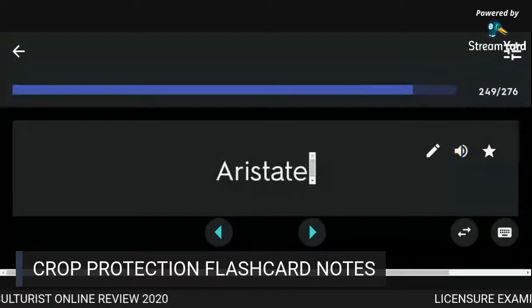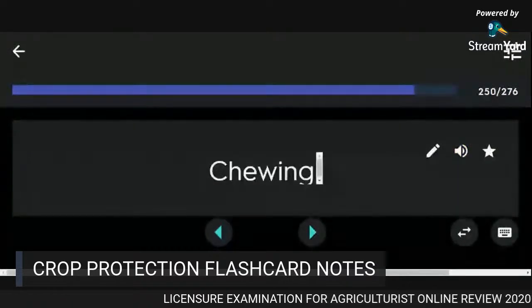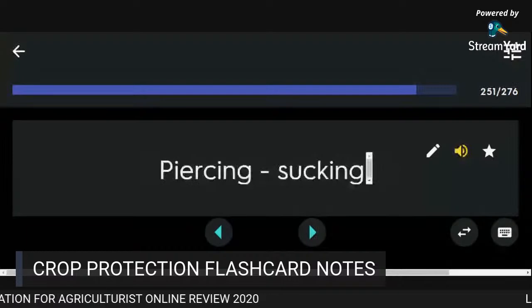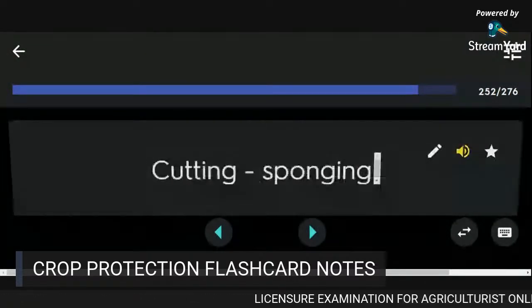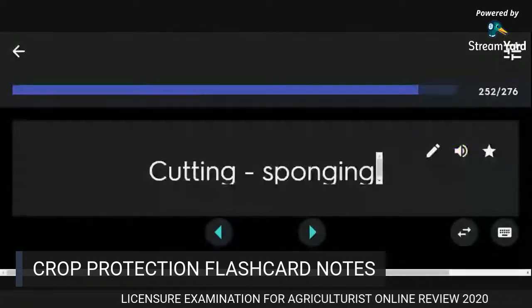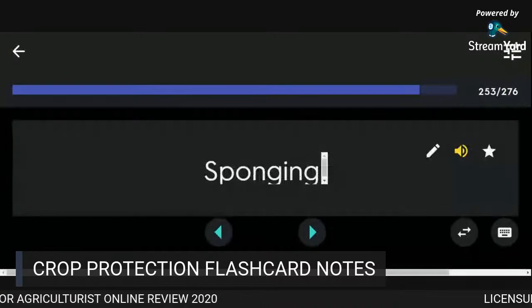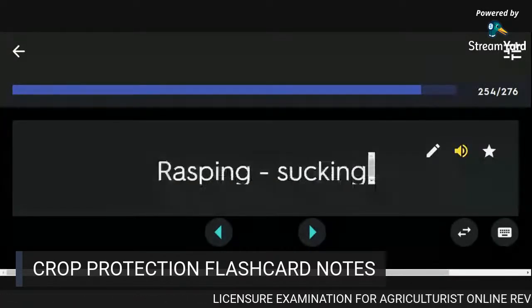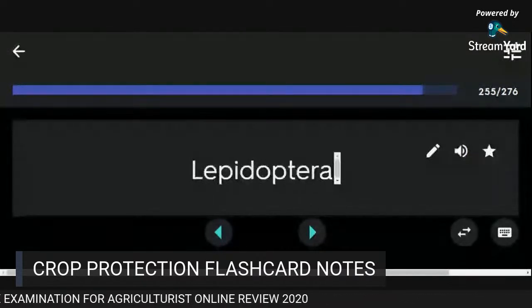Orthoptera, Coleoptera, Blattodea: chewing. Hemiptera, Culicidae: piercing, sucking. Horsefly: cutting, sponging. Housefly: sponging. Thysanoptera: rasping, sucking. Lepidoptera: siphoning.